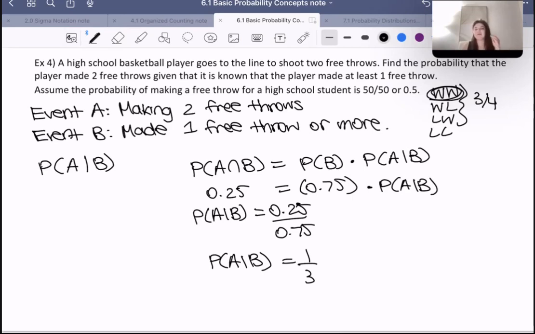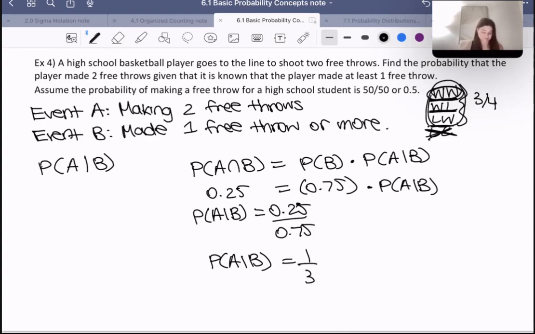But given that we know we're in one of these 3 categories, we're either in one of these 3 and we can't be in this one, well, it changes it. It makes it a 1 in 3 chance that we get the second one as well. Because we could have win loss or loss win, right? But we know that we're in one of these 3 options because it says given that we made at least one free throw already. We got at least one W, at least one win, right?